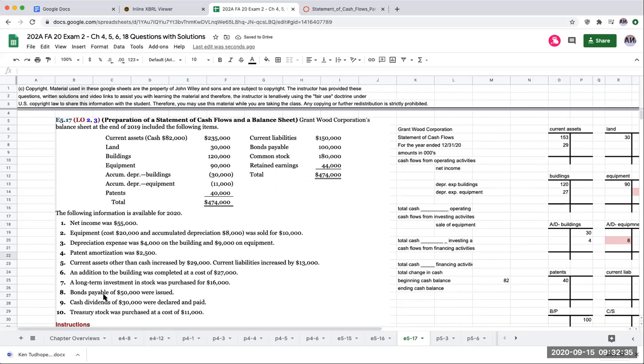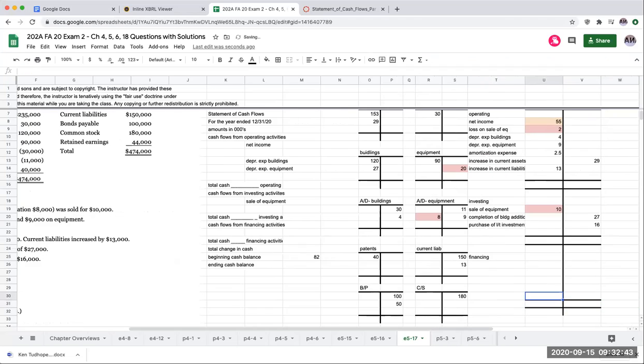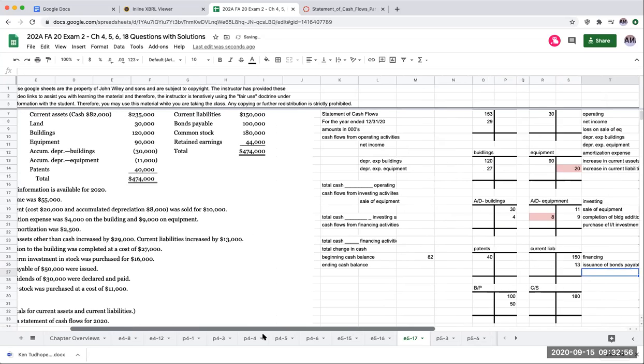All right, bonds payable of 50,000 were issued. Okay, so if we're issuing bonds payable, it means I'm increasing them. And so over here, I do the opposite to cash, or 50. This is going to go into the financing section. Okay, so that's where that will be going.